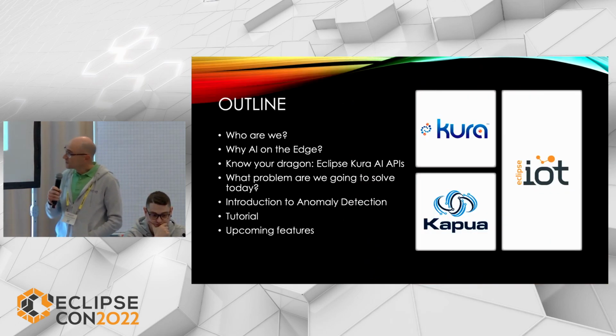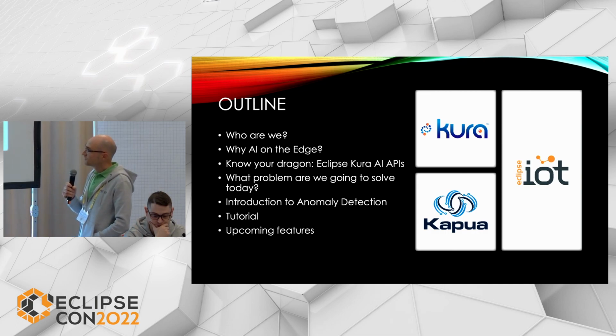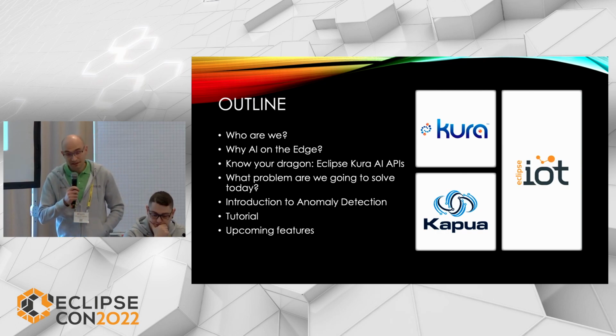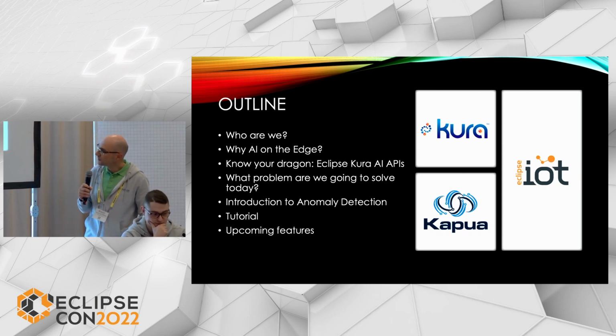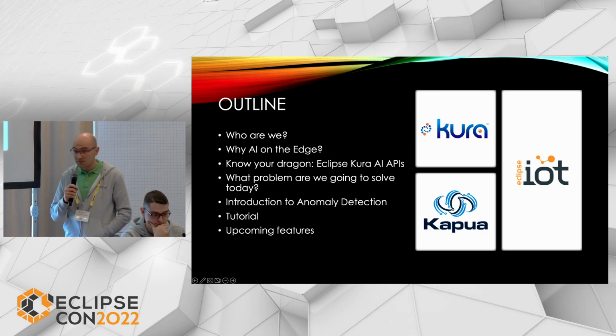This presentation will be a journey in the new concept of edge AI, and we'll try to use Eclipse Kura and Eclipse Kapua to deploy machine learning algorithms on the edge. We'll also present a short tutorial for using an anomaly detector based on machine learning, deployed on a Raspberry Pi and using Eclipse Kura.